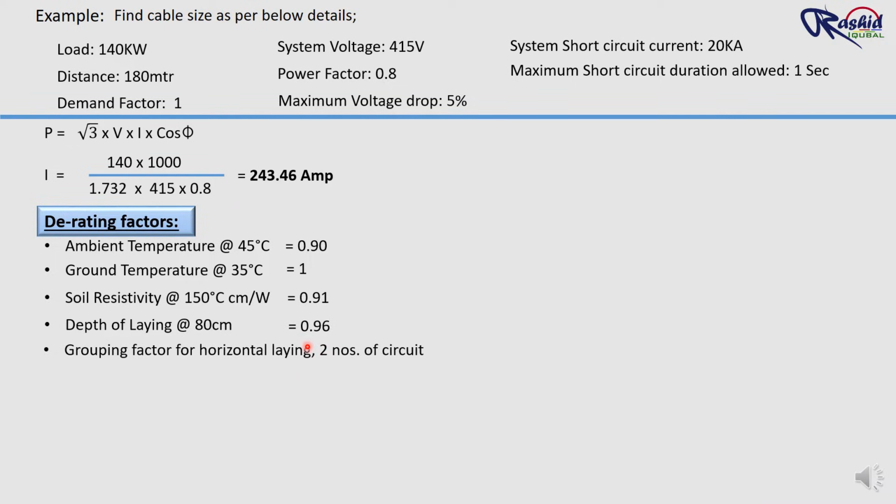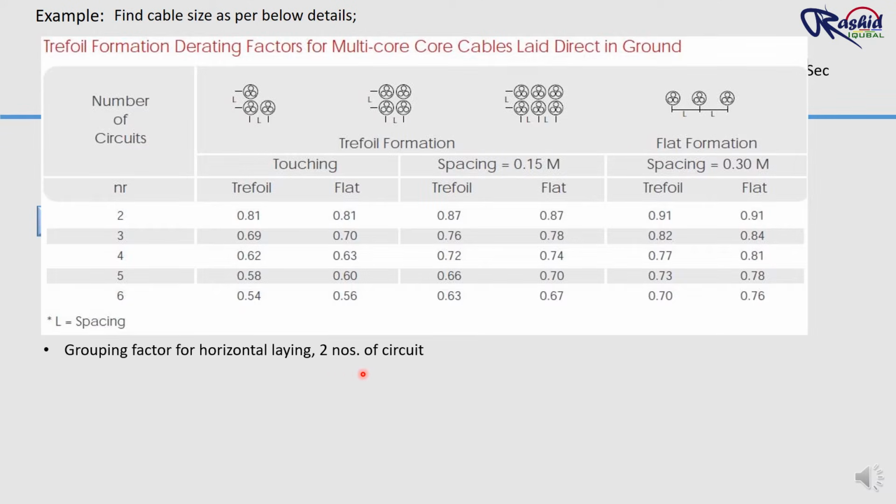Then the grouping factor for horizontal laying, two numbers of circuit. Actually, for this calculation, we need only one cable, but I have selected two numbers of circuit. Why? Because one circuit is for other utilities. It does not belong to our calculation. It's for a different purpose, different use. It's going somewhere else. So for two numbers of cable, we keep the spacing from cable to cable at 0.3 meter. We can select 0.91 for this value. Otherwise, if you are laying one cable only in the trench, you do not need this option.